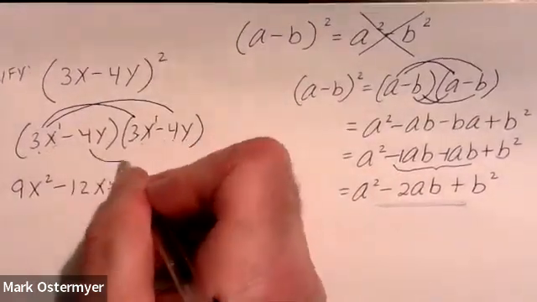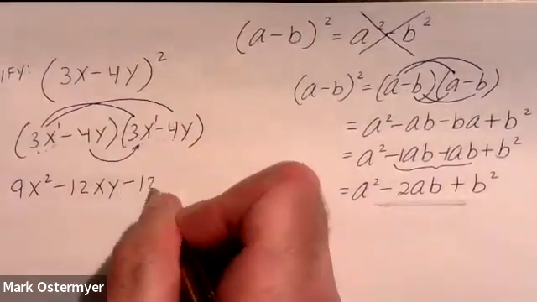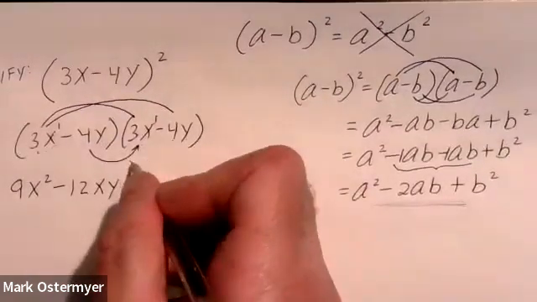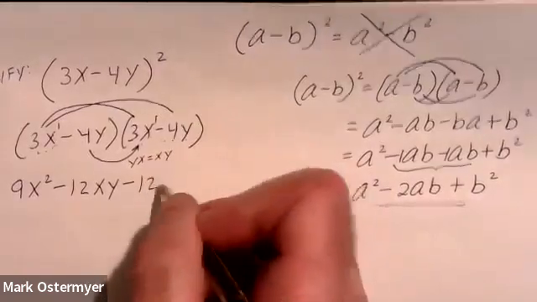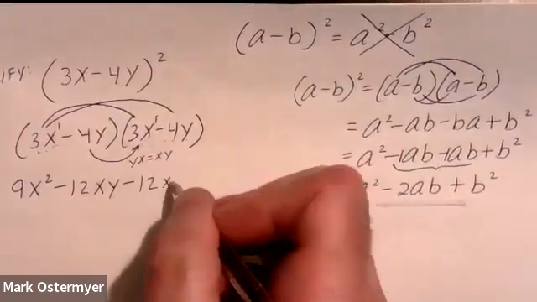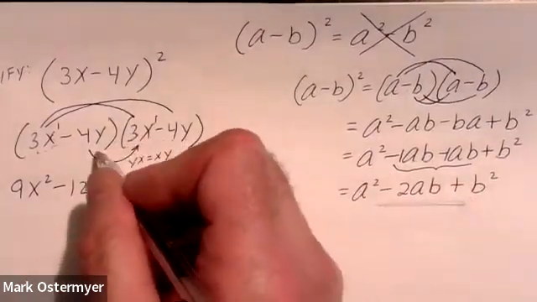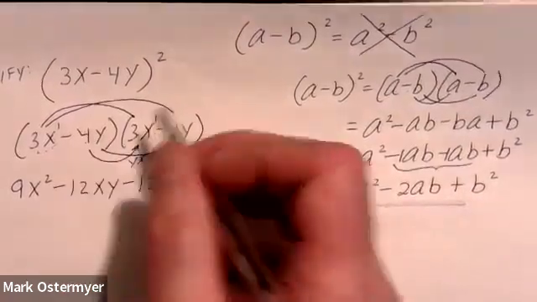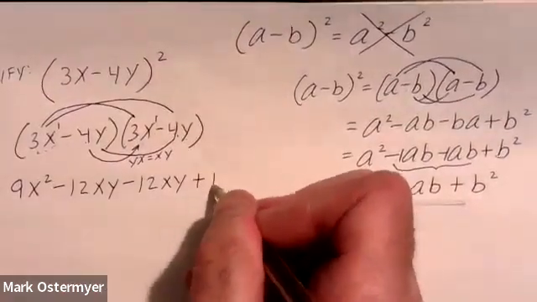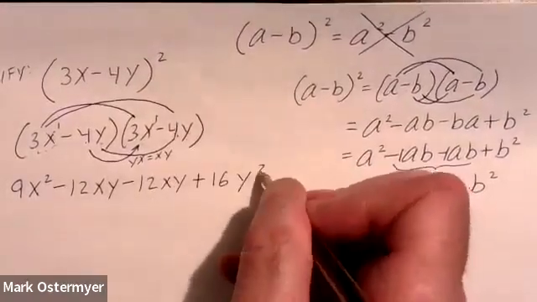Negative 4y multiplied by 3x. Negative 4 times 3 is a minus 12, and y times x is yx. But you know what? Another name for yx is xy. So instead of saying yx, let's call it xy. It's the same thing. Finally, multiplying the last terms together, negative 4y times negative 4y. Negative 4 times negative 4 is plus 16, and y times y is y to the 2nd power.